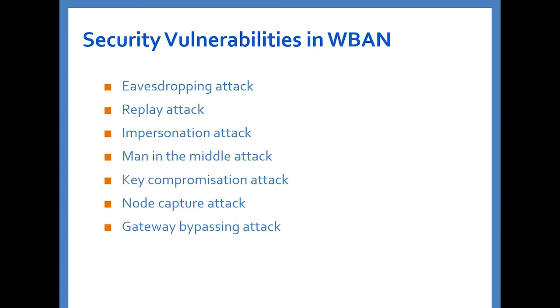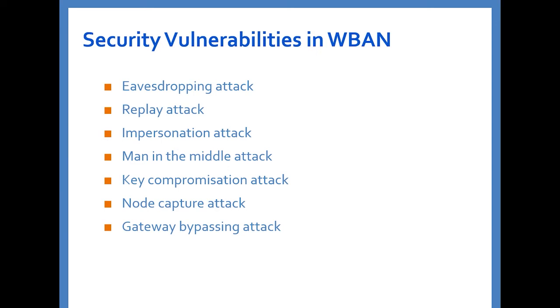Then impersonation attack. Here the adversary acts as a legitimate user. Then man in the middle attack. It is a relay attack to compromise the network. Then key compromisation attack, which is the compromisation of a key by the adversary acting as a legitimate user. Next one is the node capture attack. It is one of the hazardous attacks because it compromises the entire network.